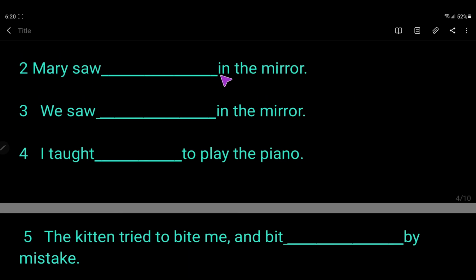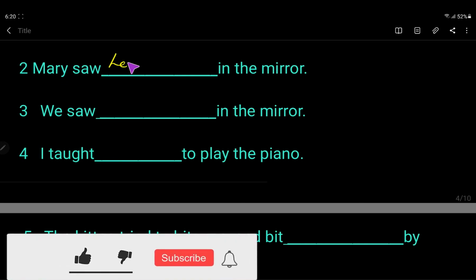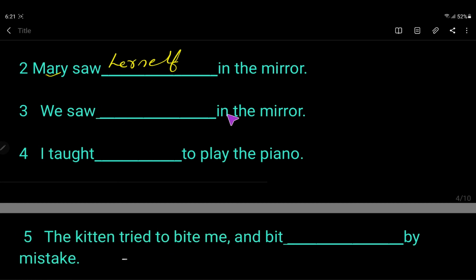Mary saw blank in the mirror. In this place, in place of Mary, we will use herself. So this herself has gone back to Mary. We saw blank in the mirror. Here we saw by whom? Ourselves. So here we is a plural form. That's why the reflexive pronoun in this place is used as a plural form.